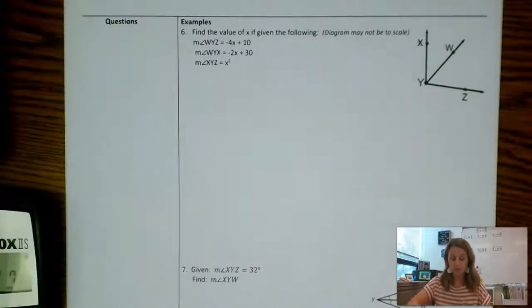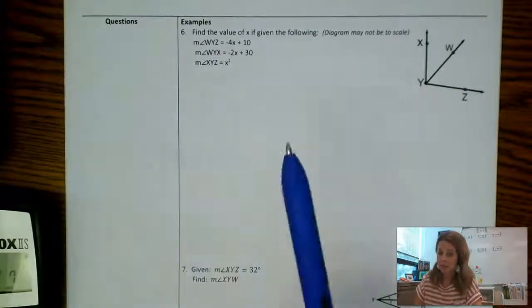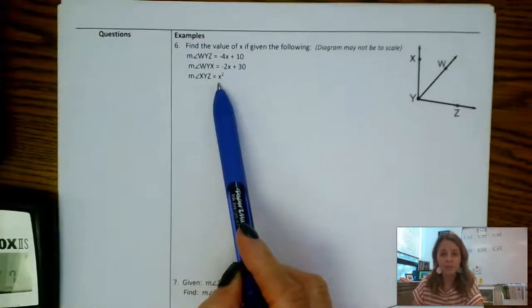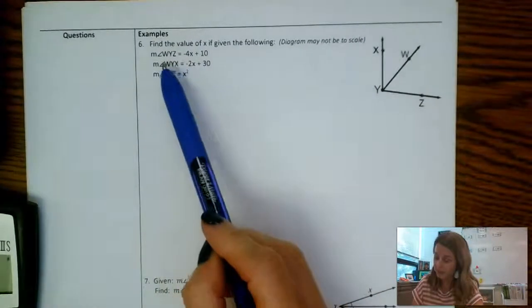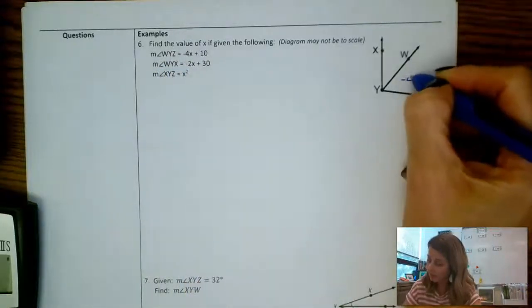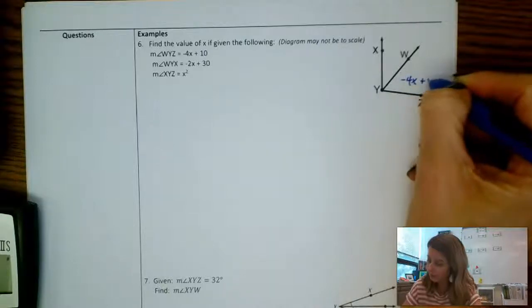Okay, we are to find the value of x given the following. Diagram may not be drawn to scale. So I'm going to try to label my picture with these. I try to write on my picture if I can. WYZ is negative 4x plus 10.